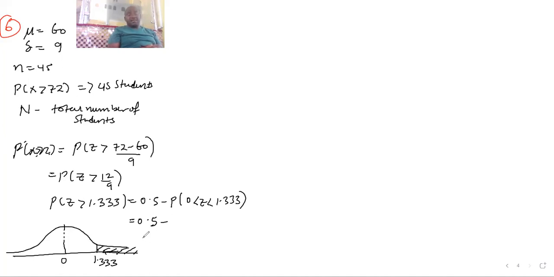When they give you variance, that's when you find the square root. Because standard deviation is the square root of variance of X, meaning variance of X is equal to sigma squared. Yes. So what do you get?